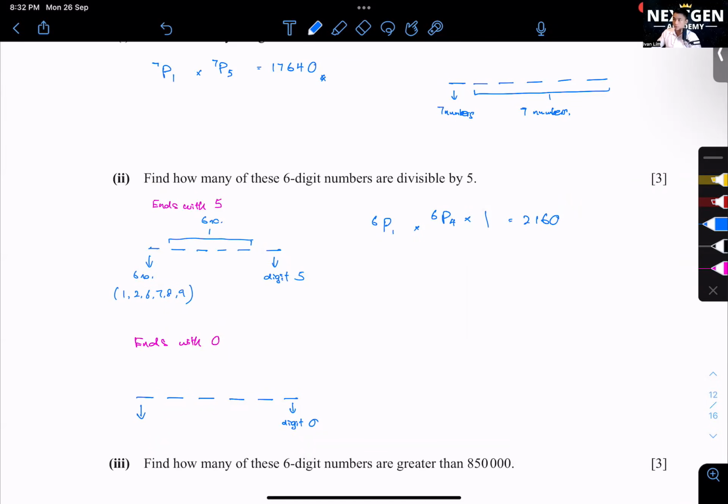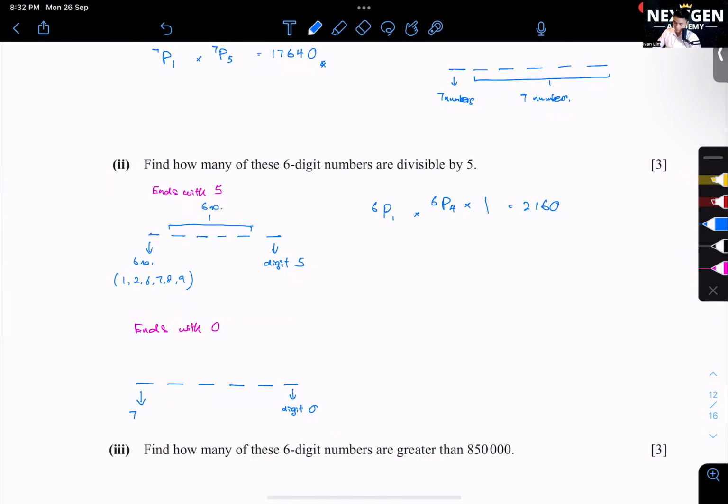Okay, I just follow. 7, actually 7 numbers. 1, 2, 3, 4, 5. 6P4. Okay, so we follow this one. 7P1, then 6P4. 7P1 times 6P4, then times 1. This one will give me 2520. Okay, total will be 2160 plus 2520 equals 4680.